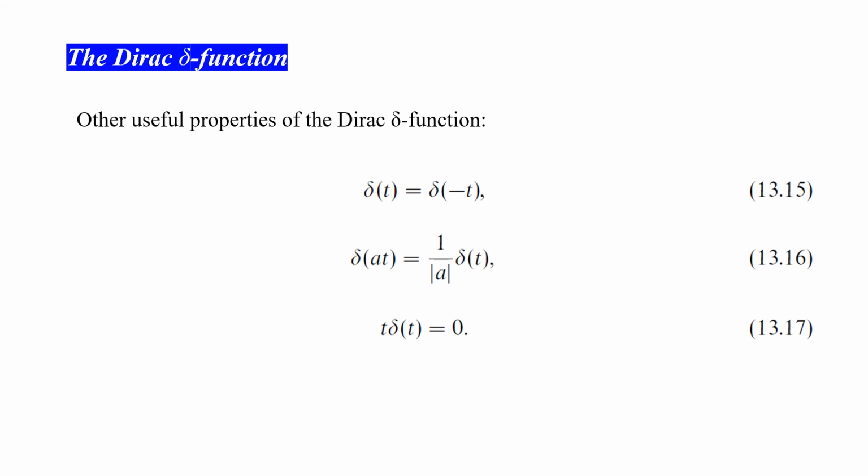Other useful properties of the Dirac delta function are the following. Delta of t is equal to delta of negative t. Delta of at is equal to 1 over the modulus of a, or the absolute value of a, times delta of t. And t times delta of t is equal to 0.